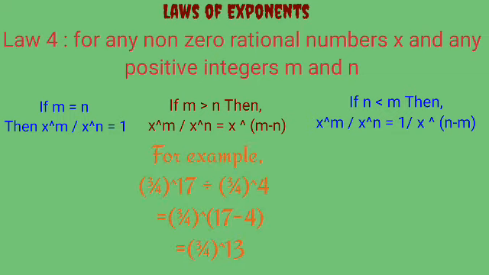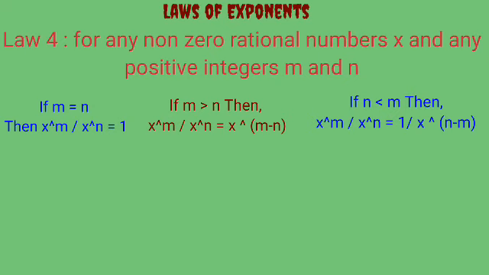For example, if we are given 3 by 4 whole to the power 17 divided by 3 by 4 whole to the power 4. Here we can see that the bases are the same, which is 3 by 4, and the powers are different, 17 and 4. So as a result, it will come 3 by 4 whole to the power 17 minus 4, which is 3 by 4 whole to the power 13.